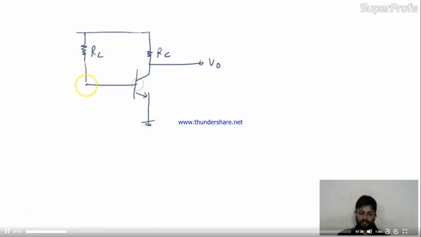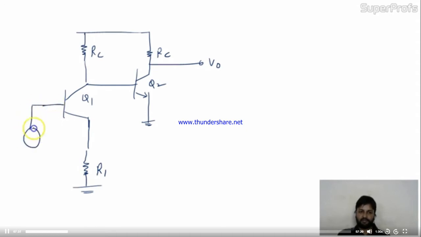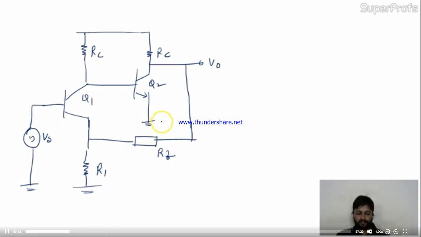This is connected over here. Another, this is Q1, Q2, R1. This is grounded. And we applied some source over here, like this. And you are taking feedback from this side, and feedback is RF. Okay, friends.